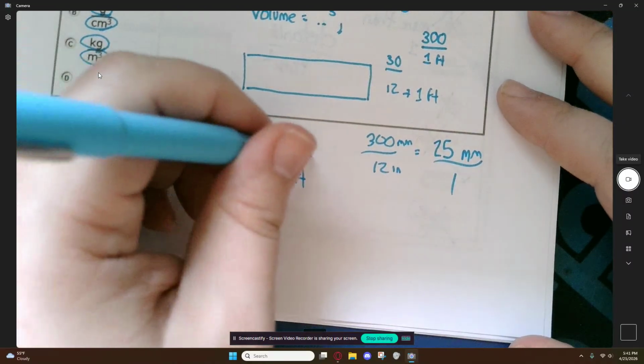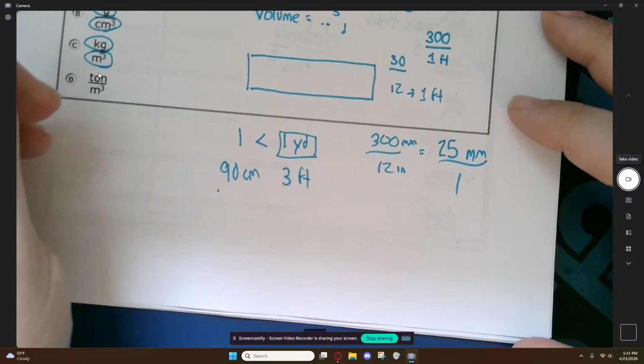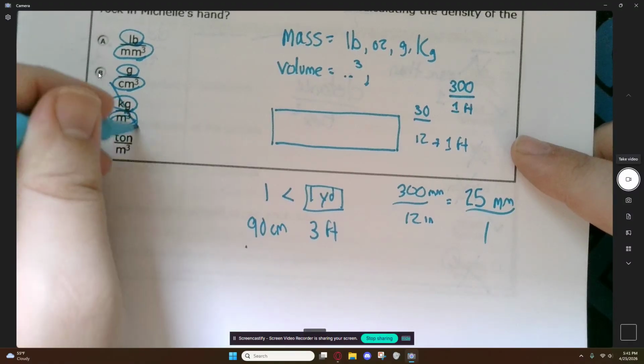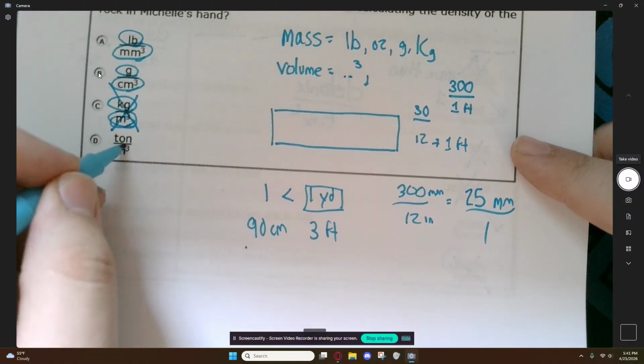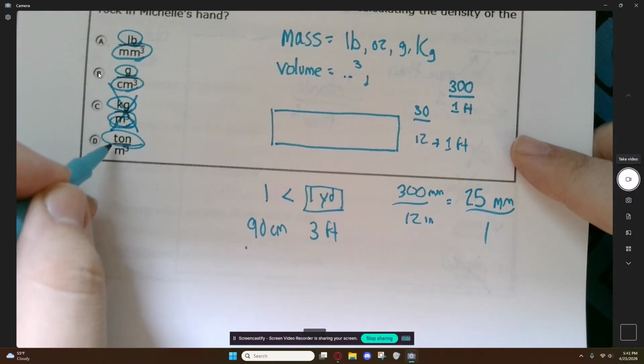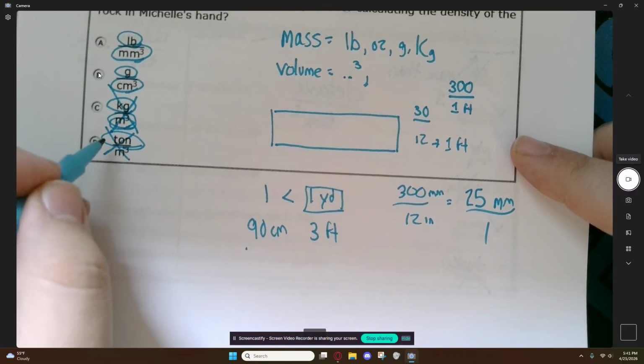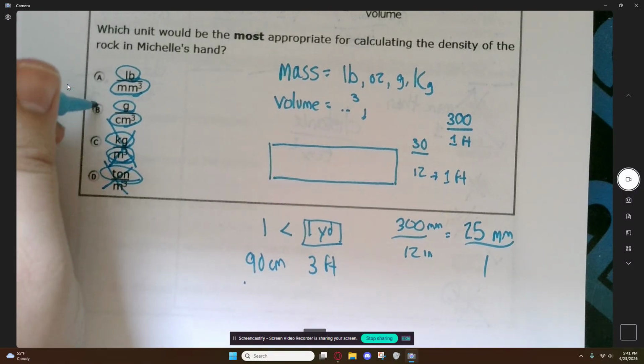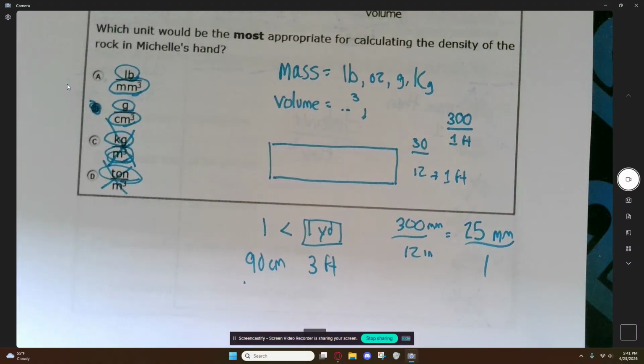So 1 meter is a little bit under a yard. Do you think we conceivably use that? No, that's too big. Ton. A ton is 2,000 pounds. We wouldn't use that for a small rock. The most appropriate would be B, grams per centimeter. Grams is a reasonable amount of weight to represent a small rock. Centimeters is not too small but not too big that you could get away with using it. So you would use grams per centimeter.